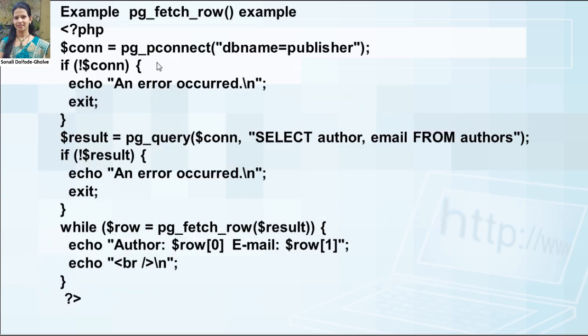Next is an example for this, an example for pg_fetch_row. So here we are trying to fetch one row.